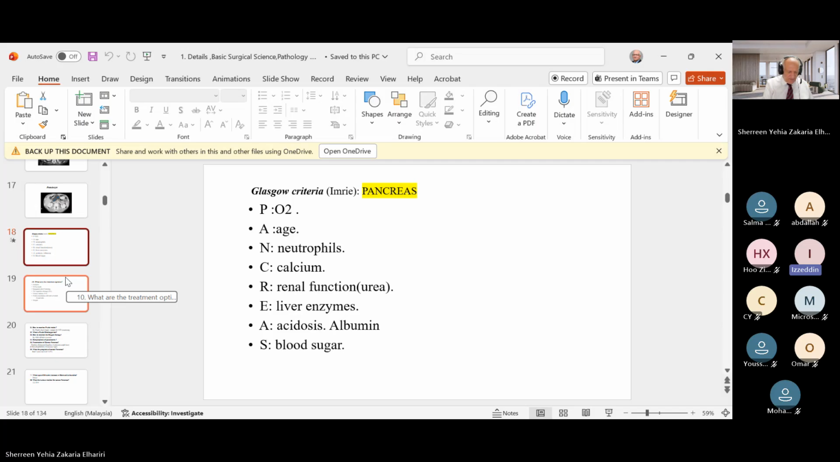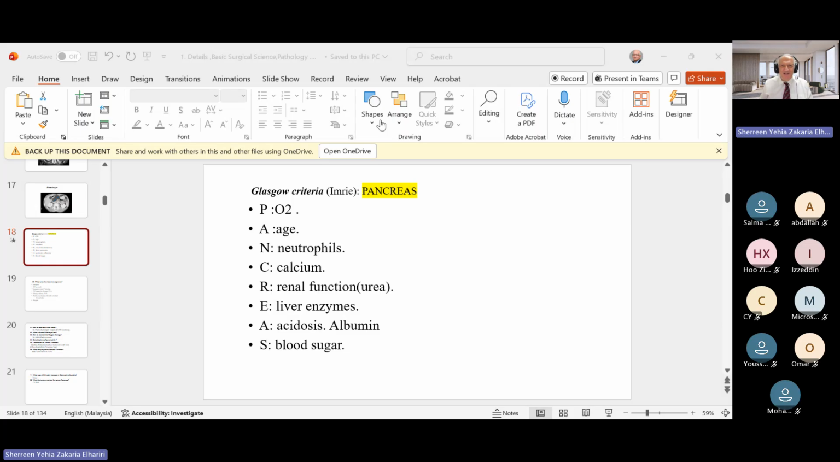The age is more than, high age, old age, usually more than 55. Neutrophil, if it's high, is more than 15,000. Calcium, if less than 2 milligrams. Okay, it is important in the exam to be intelligent. So don't waste your time mentioning numbers, because maybe by mistake. So just say the calcium is decreased.